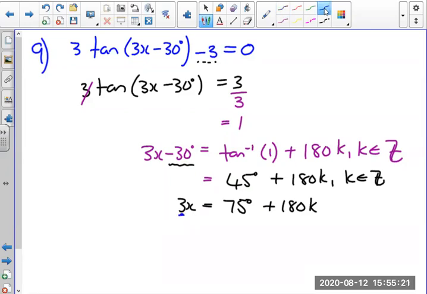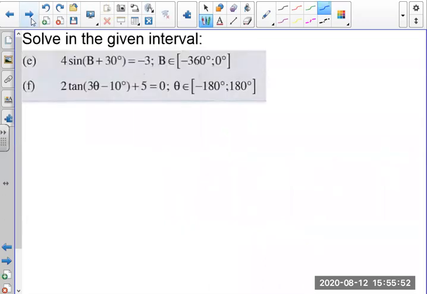Now I must get rid of that 3, so I'm going to divide the 3 away. So x equals 25 degrees plus, and don't forget to divide the 180 by 3 again, so that will give you a 60k. And that 25 plus 60k will give you all the possible answers that you can find for this equation. Okay.